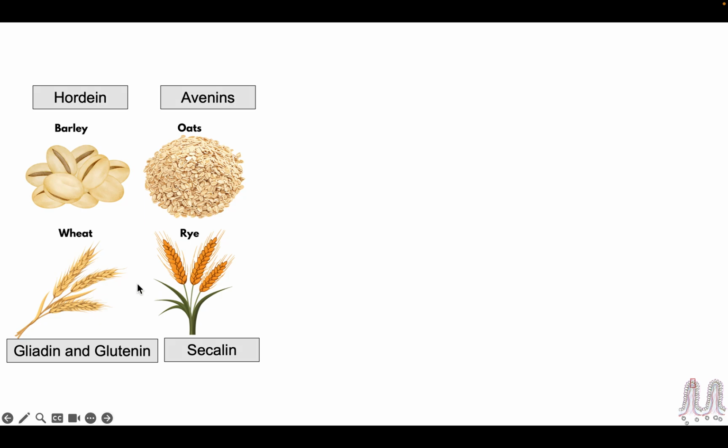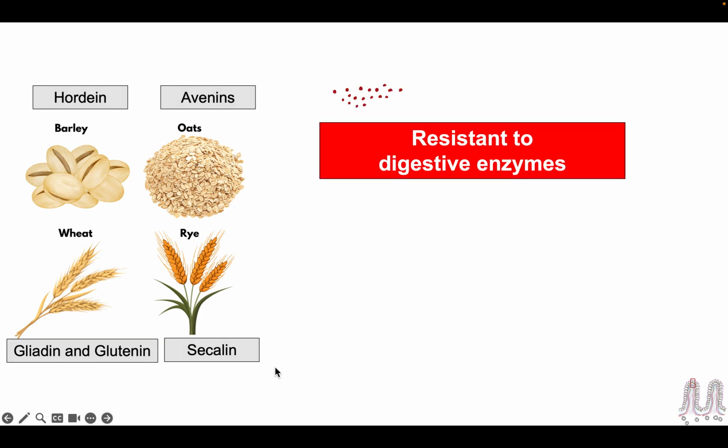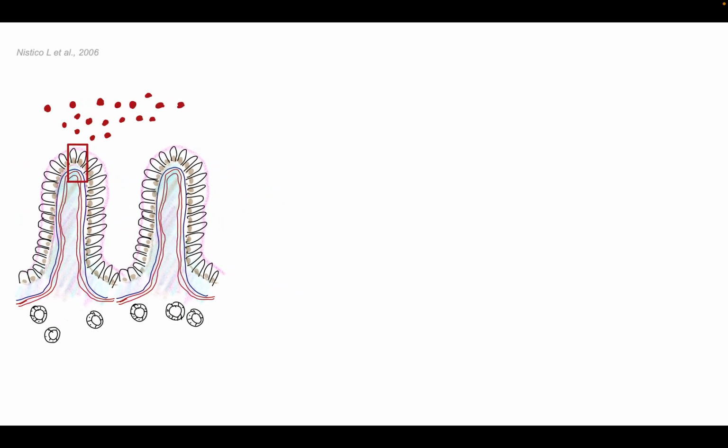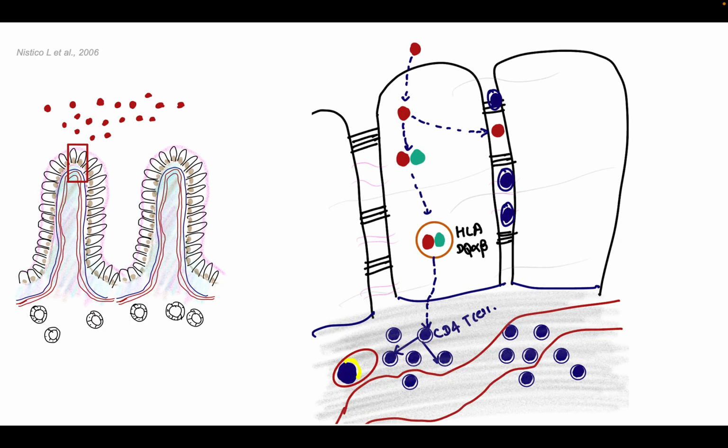So where does the gluten come from? The gluten comes from wheat, rye, barley, and oats. In wheat, gliadin and glutenin are the gluten peptides. Then secalin in rye, hordein in barley, and avenin in oats are all gluten peptides. They are resistant to digestive enzymes, and these undigested gluten peptides are exposed to the enterocytes of your small bowel.